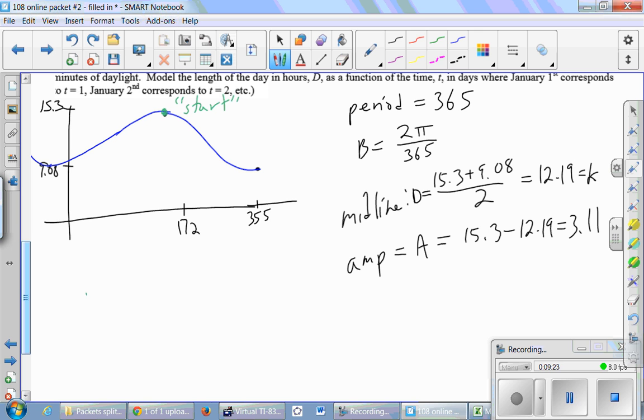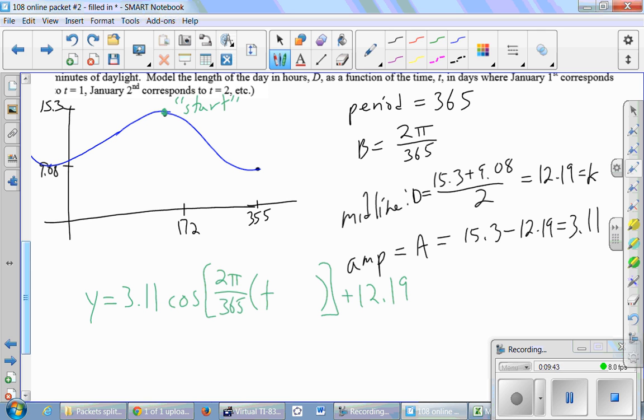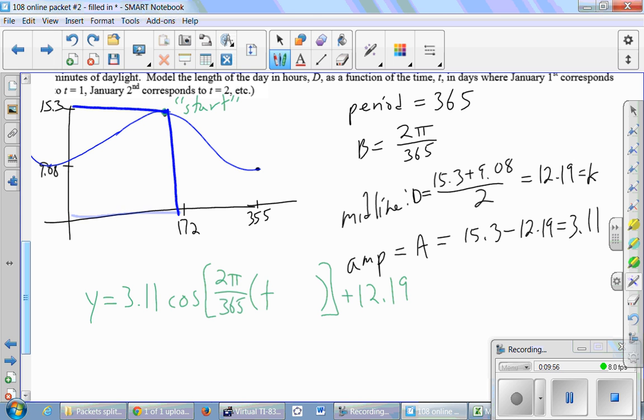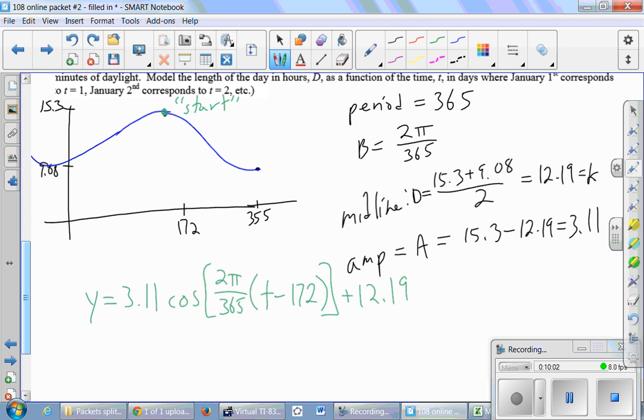then we can fill in our pieces here. Y equals, so the amplitude we said was 3.11. So if it starts at the top up there, then that's a cosine. B is 2 pi over 365 T, and then the horizontal shift we'll talk about, and then plus the middle, we said was 12.19. So if that's starting at the top like a cosine does, then normally cosine would start here on the y-axis. So how far do we have to shift this one? Well, we got to shift it to the right, exactly 172 days. And that's why I picked that point, because it's already got a label on it. So we can use 172 to the right, just like that.